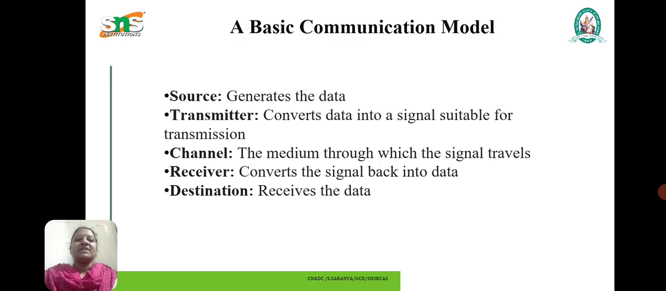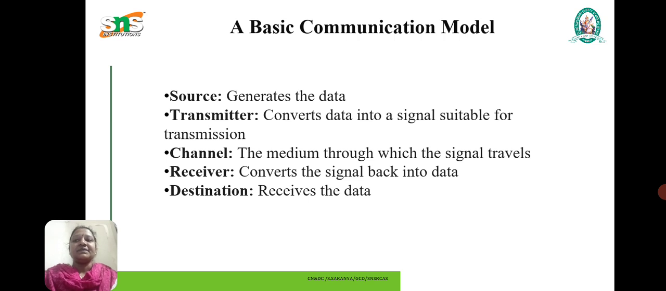Basic communication model. The first one is source, second is transmitter, third is channel, then receiver, and destination. The source is the origin of the data, such as a computer, smartphone, or sensor. It generates the information that needs to be transmitted. The second one is the transmitter, which converts data into a signal suitable for transmission. The transmitter takes the data from the source and converts it into a signal that can be transmitted over a communication channel. These signals can be electrical pulses for wired connections or radio waves for wireless transmission. Modems are a common example of a transmitter.